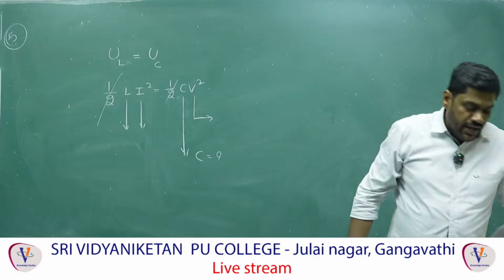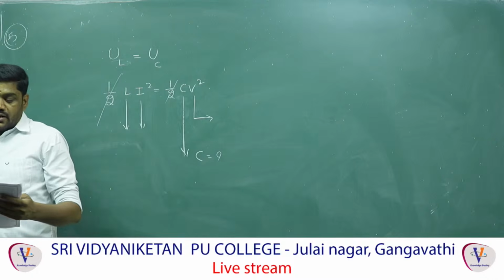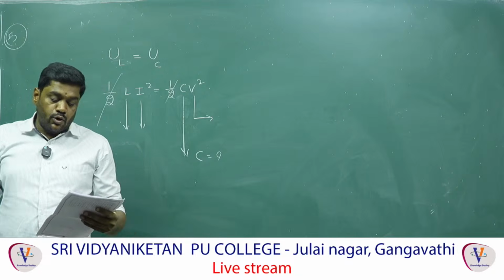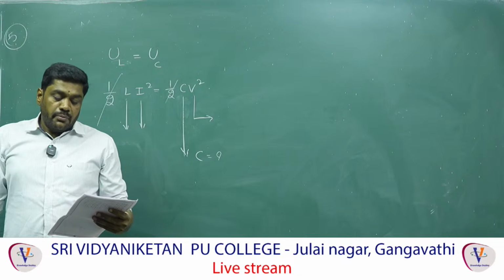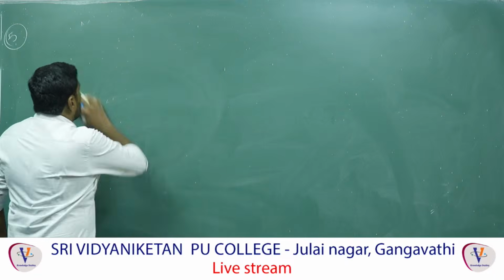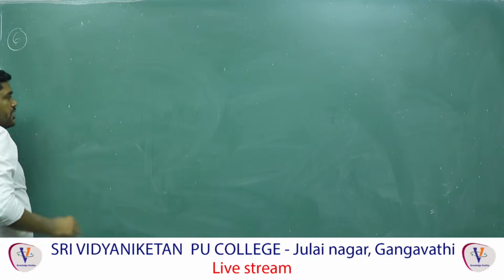An alternating voltage E is equal to 200 sin 100t is applied to a series combination of R is equal to 30 ohm and an inductor of 40 millihenry. The power factor of the circuit is... Right, so this is the 6th question. So what is the power factor?